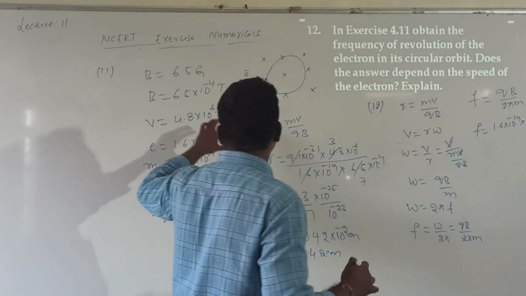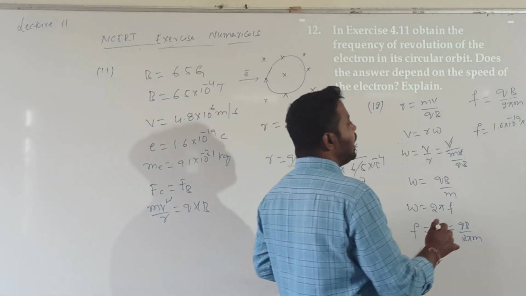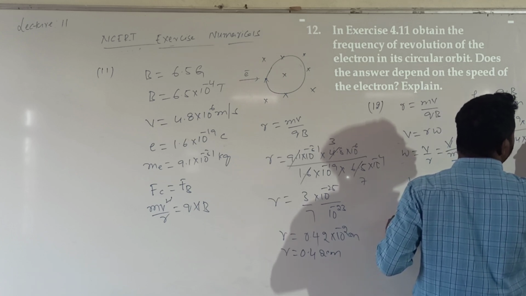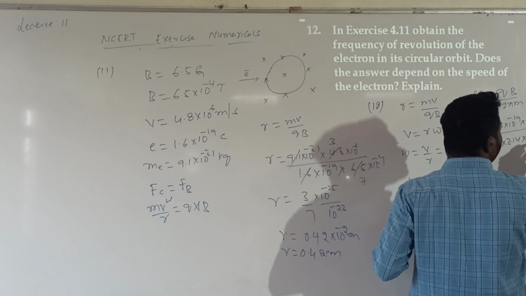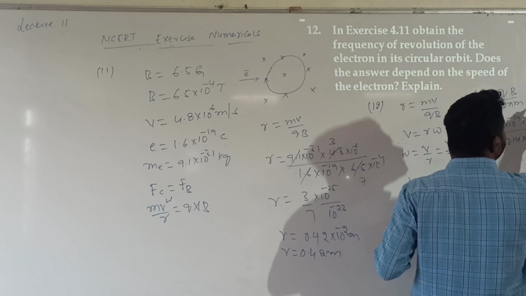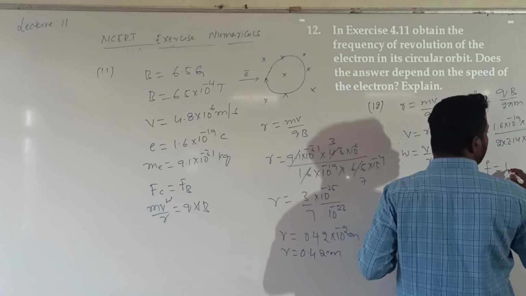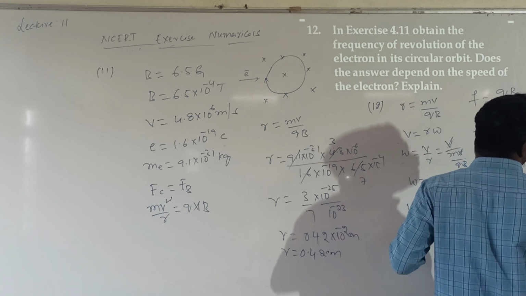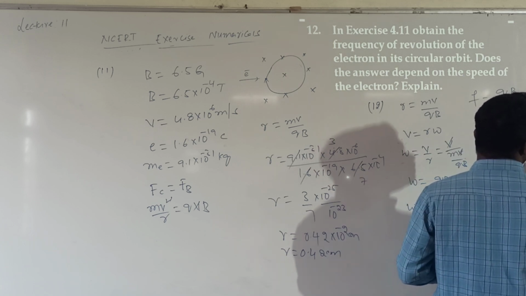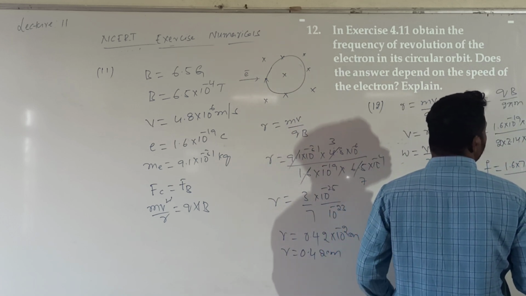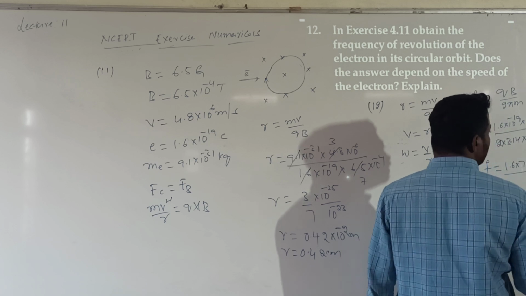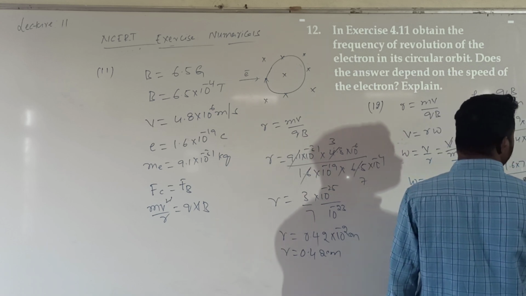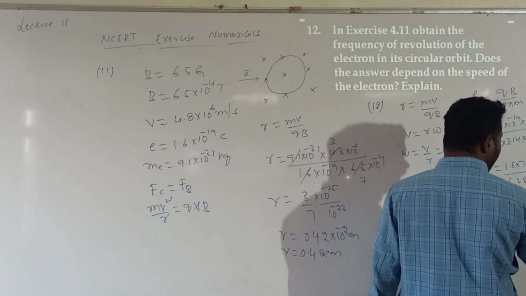But remember, data you need to take from question number 11 only. So 2 into 3.14 into the mass value 9.1 into 10 power of minus 31, 6.5 approximately. So F value will be equal to 1.6 into 7 into 10 power of minus 23 divided by 2 into pi into 10 to the power of minus 31, that is 6.28 into 10 power of minus 31. You simplify this, so we'll get nearly 18 hertz.